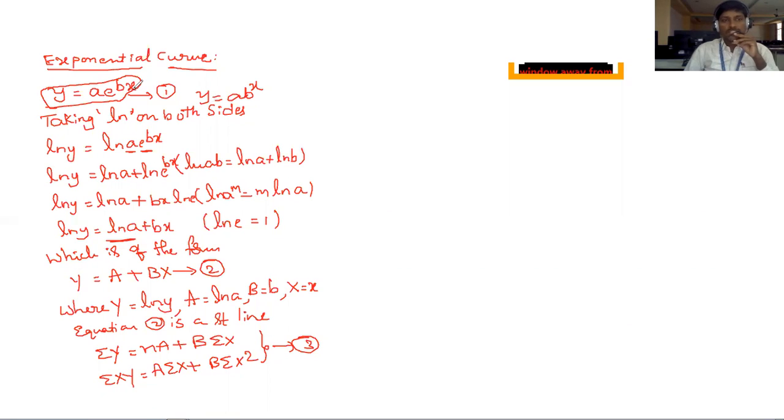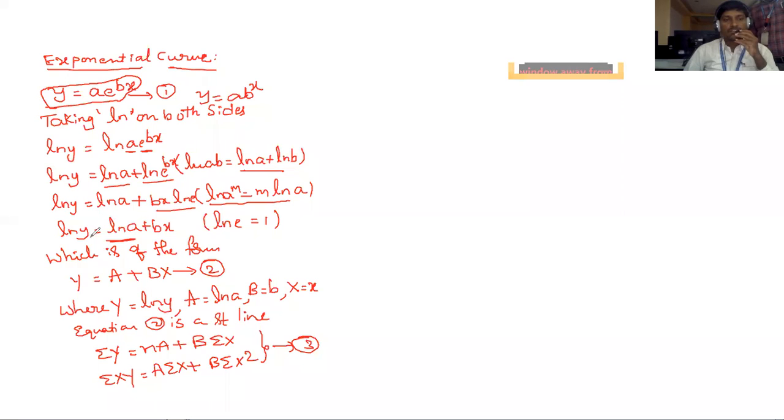So here, the first curve is y is equal to a e power bx, and taking log on both sides, ln y is equal to ln a e power bx. Here we are simply using the formula ln ab is equal to ln a plus ln b. So we write ln a plus ln e power bx. Next, if you observe this, it is in the form of ln a power m, which we simply write as m ln a.